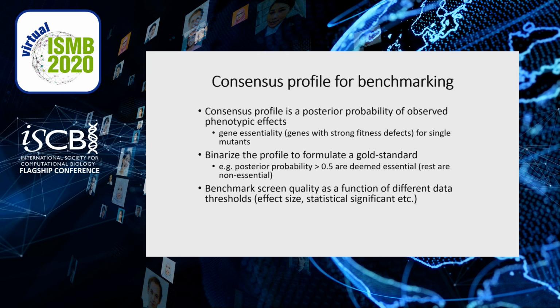In addition to computing the consensus profile, JITTER also binarizes the consensus profile to use this as a gold standard. One way it does this is it takes the posterior probability distribution and applies a cutoff of 0.5, meaning any gene that has a posterior probability of greater than 0.5 is deemed essential or 1, and the rest are deemed non-essential or get a 0 in the gold standard. Then JITTER uses the gold standard to benchmark screen quality as a function of different data thresholds, for example, effect size or statistical significance or both.